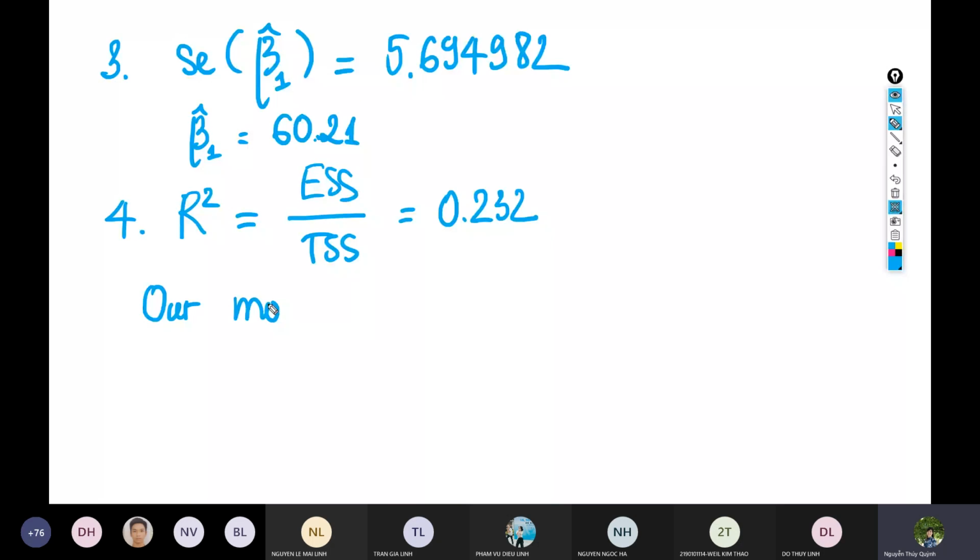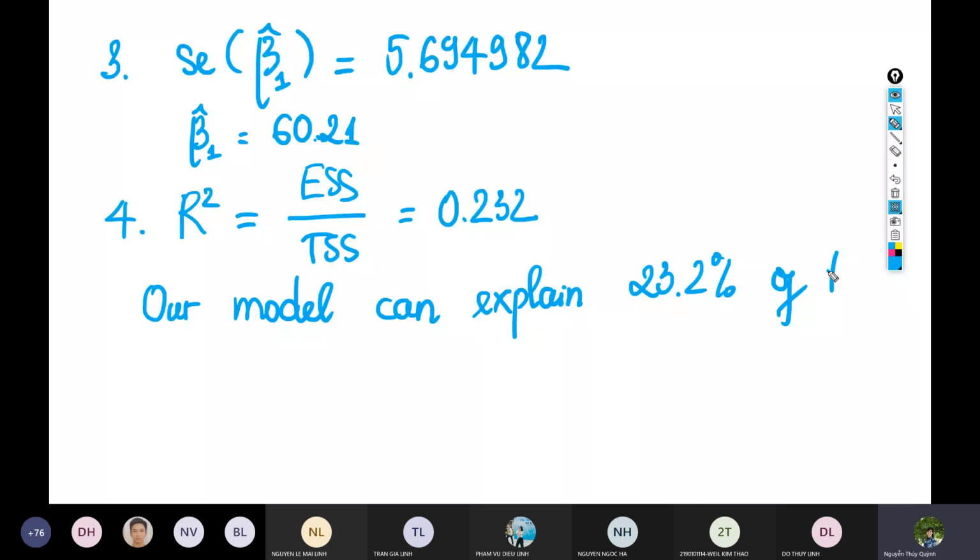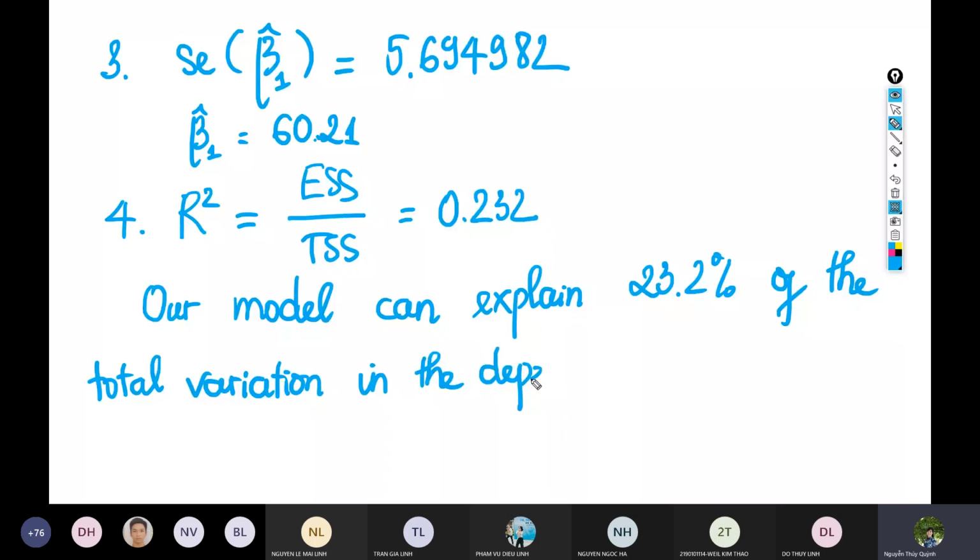explain 23.2% of the total variation in the dependent variable, which is wage. Our model can explain 23.2% of the total variation in the dependent variable wage.